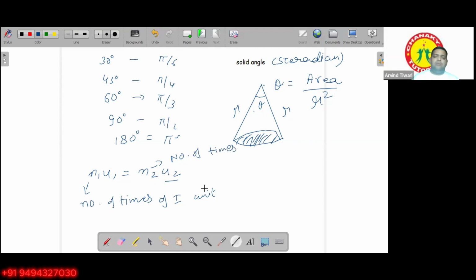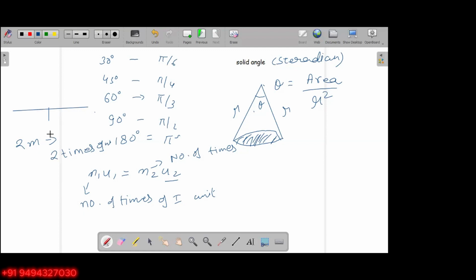If you observe measurement of a length, suppose I want to measure this length. To measure this length, either I can use meter or I can use centimeter. If I'm using a meter, let us say it comes out to be 2 meter. It comes to be 2 times of a meter. So 2 meter means 2 times of a meter. Similarly, if I say 3 kilogram, it means 3 times of kilogram.